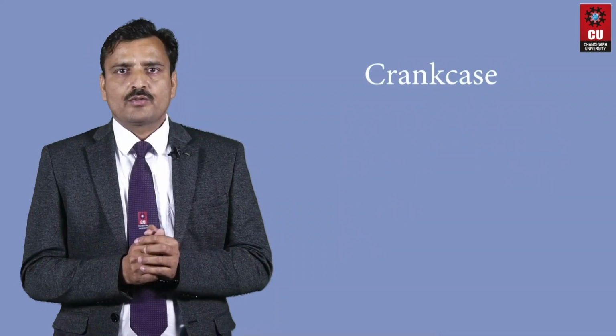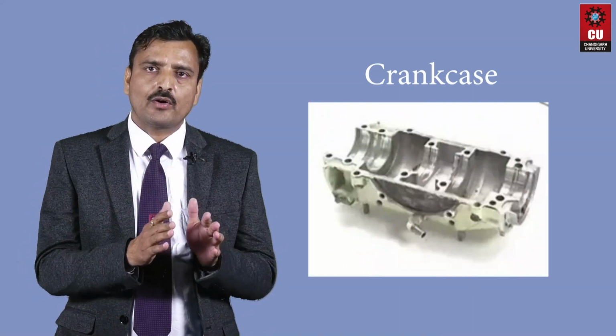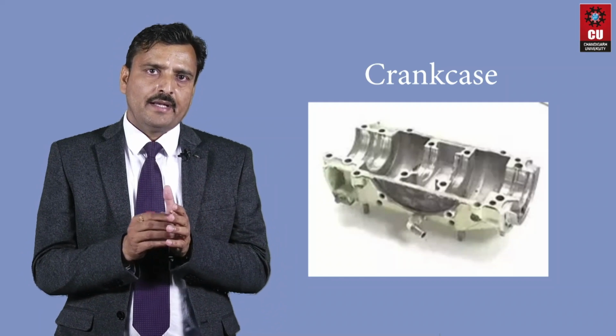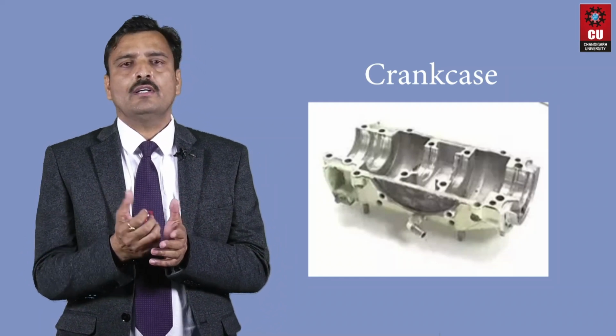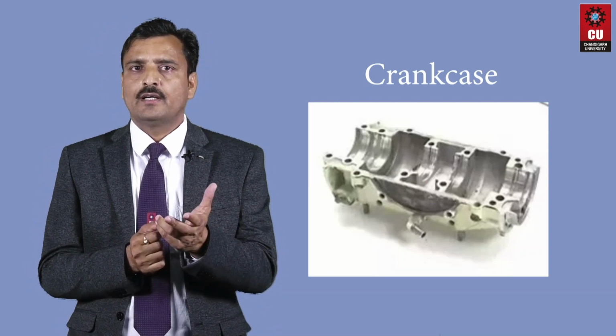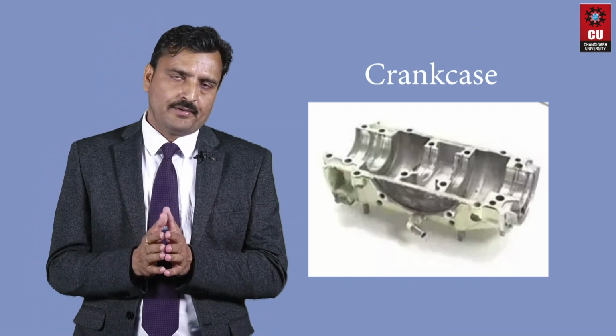Next part is crankcase. It is the metal housing that encloses the crankshaft, connecting rod and other parts in the internal combustion engine. It acts as a sump for the lubricating oil that is used for lubrication in the IC engine, and it is generally made of cast iron.